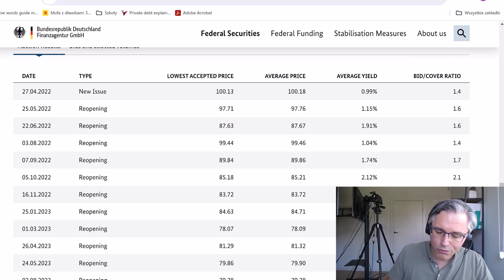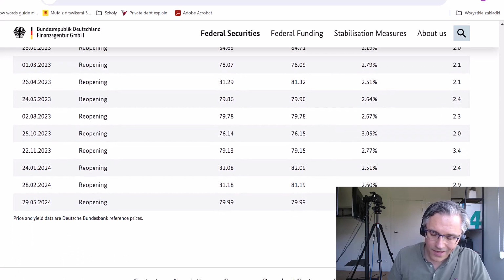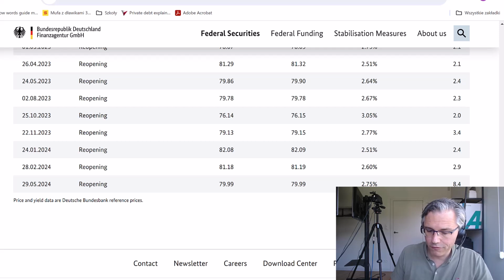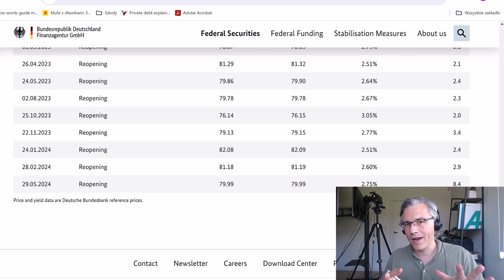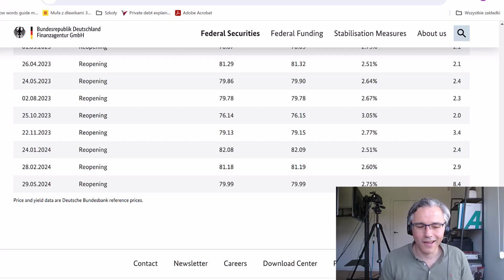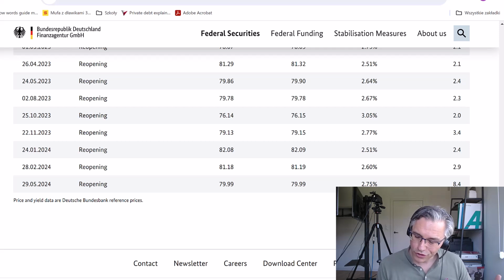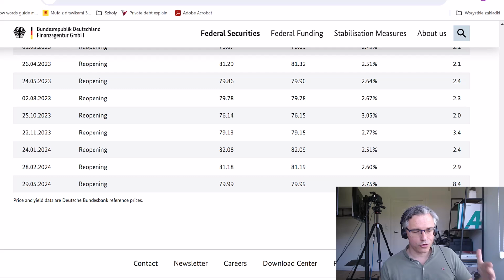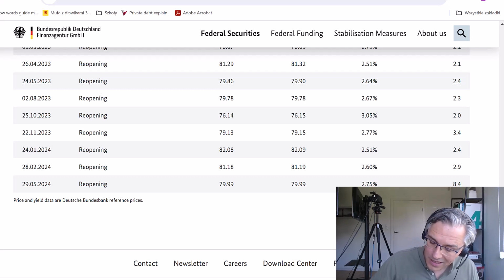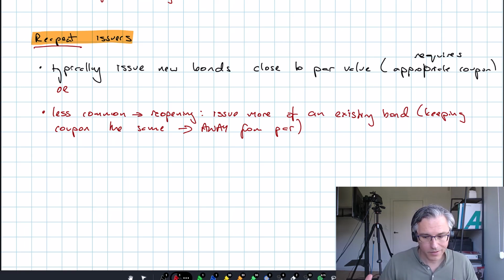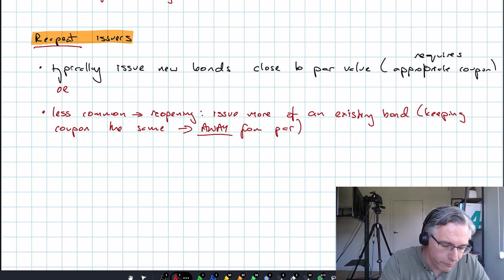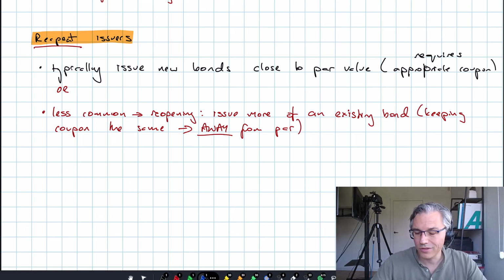However, subsequently, they were doing reopenings of the same bond. And the latest reopening was done in May of 2024, when investors were only willing to pay around 80 or 79.99% of what the German government promises to repay in the future, so of the par value. And that's obviously a signal that investors are not willing to pay so much for that bond because they think the coupon with which it comes is just too low given the interest rate environment that we've got in 2024. But this is a classic reopening. The Germans are issuing more and more of the same bond quite regularly, not changing the parameters, but obviously having to live with the consequence that this is going to be issued away from par.